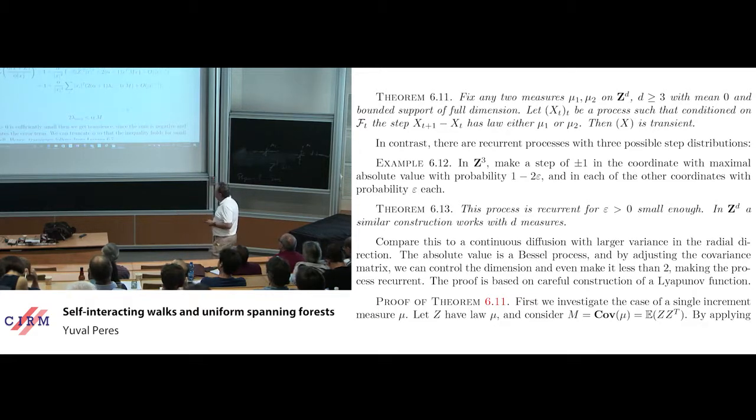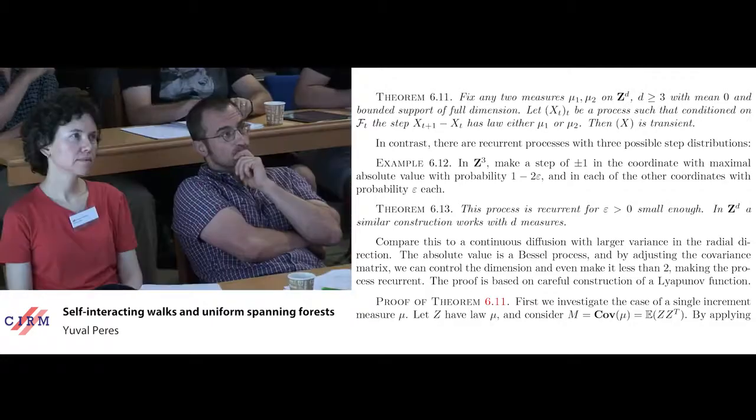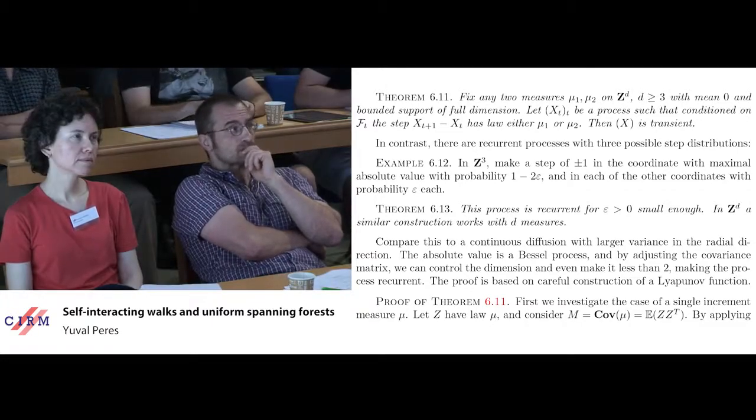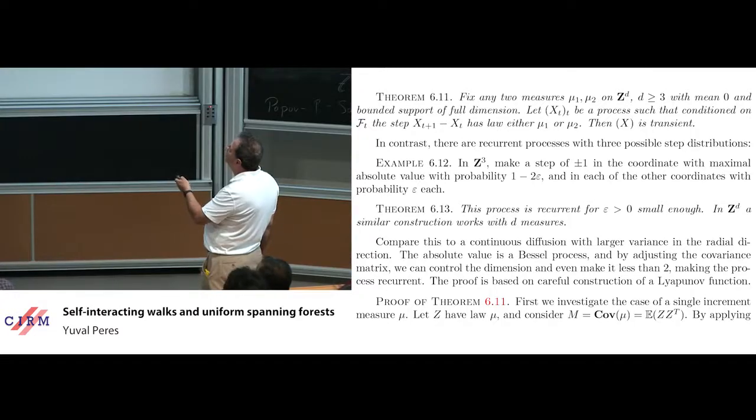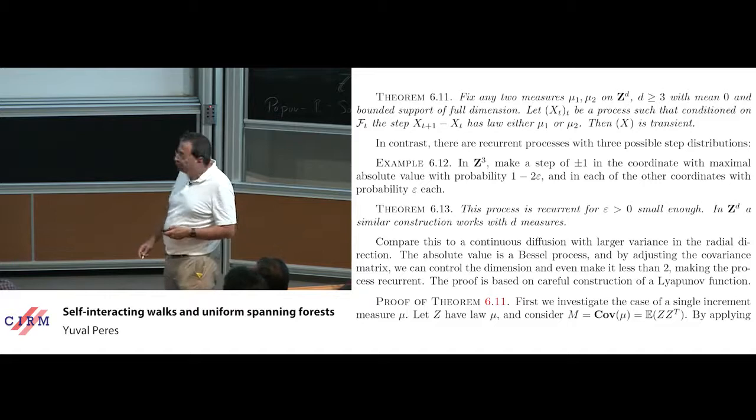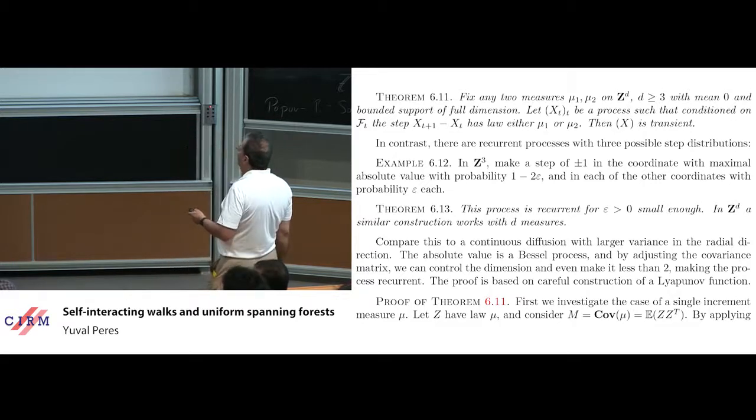So the key to the proof for 2 measures comes from a calculation with Lyapunov functions. Take a function which is x to the minus 2 alpha, where alpha is tiny. Then do a Taylor expansion of this ratio and take expectation, where Z is 1 step of the walk. And when you do this, you get this expression.